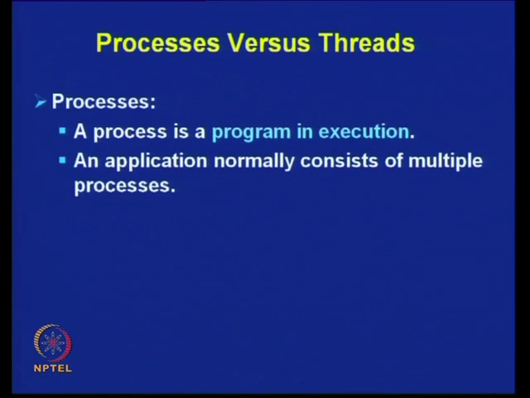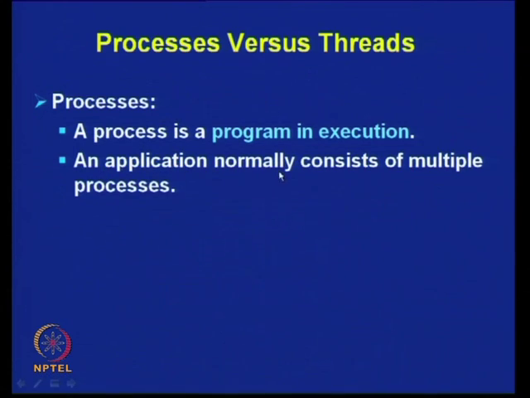Now, let us consider the difference between process and thread. As we know, a process is a program in execution. You are running different programs for different applications like word processing and various others, and whenever a program is running, we call it a process. An application normally consists of multiple processes. Normally a single application is broken down into multiple processes, and then multiple processes can run concurrently even for a single application.